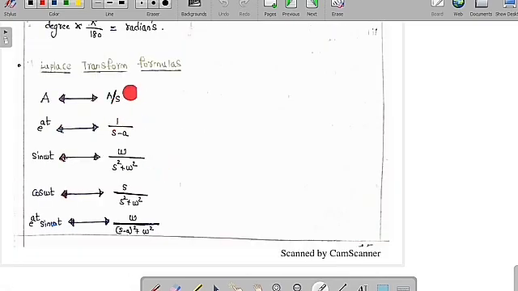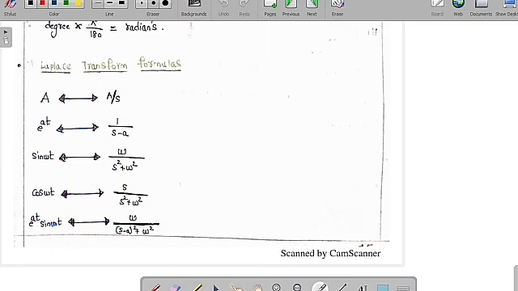Some of the important Laplace transform formulas are these. This is the time domain signal, and these are the Laplace transforms. For a constant A, it is A by S. For e to the power of at, it is 1 by S minus A. For sin omega t, it is omega by S square plus omega square. For cos omega t, it is S by S square plus omega square.